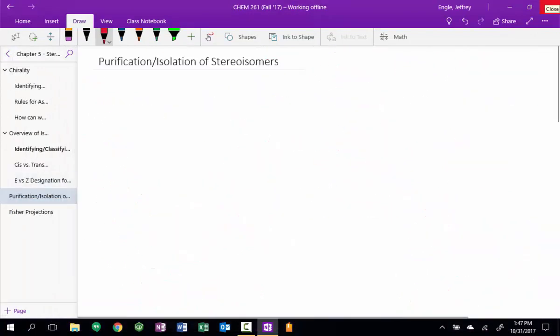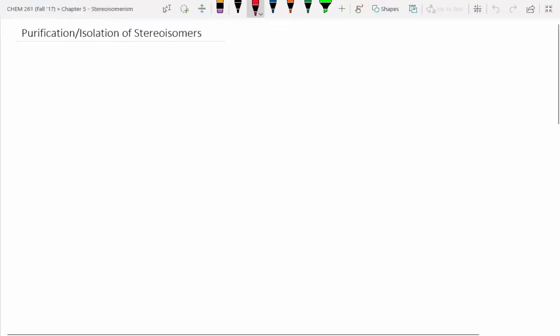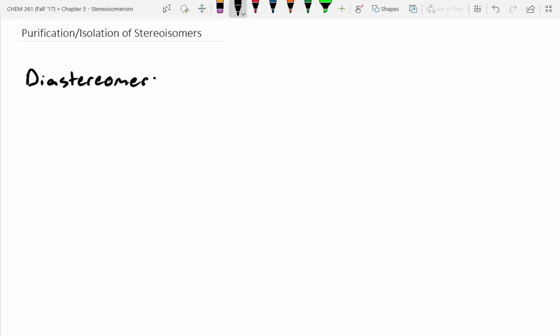All right, now we get to get into some of the weird lab stuff. So purification or isolation of various stereoisomers is a big deal. How can we purify two different diastereomers, meaning separate them from one another? It's a lot easier, right? Because we know diastereomers have different physical properties. So they have different physical properties, which means you can purify them by using things like distillation, because they've got different boiling points.